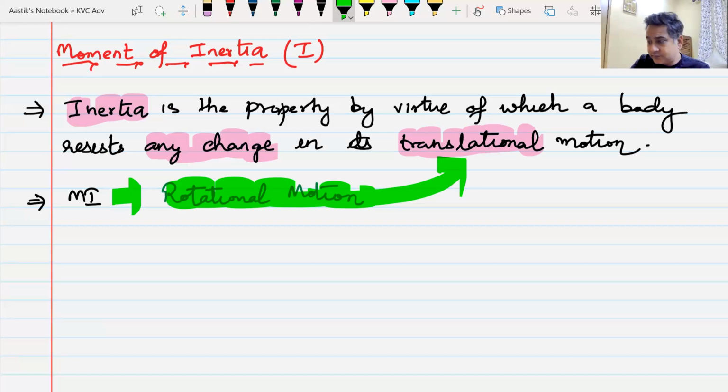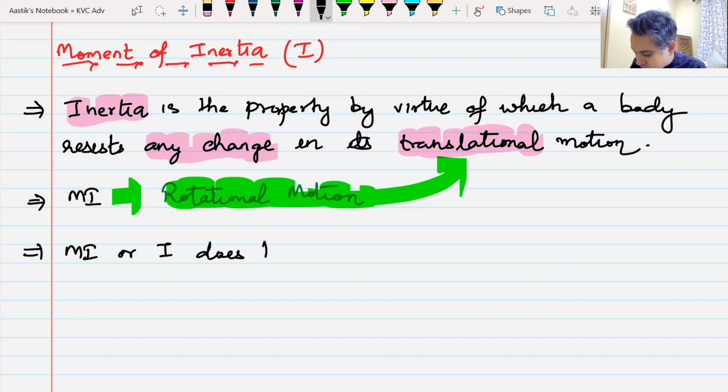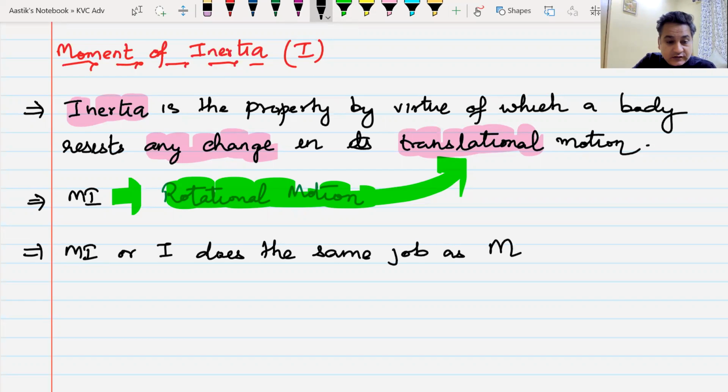Have you written this? This moment of inertia, MI, does the same job. Moment of inertia, or I, does the same job as what? Mass in linear motion. Mass in linear motion, my dear friends. Moment of inertia in rotational motion. We come back to this.